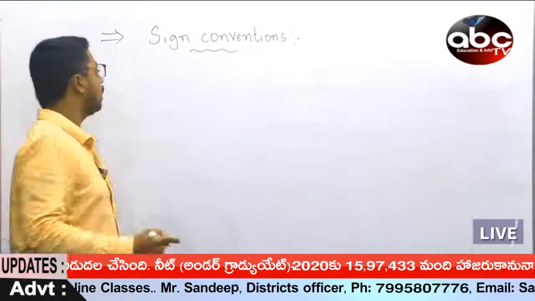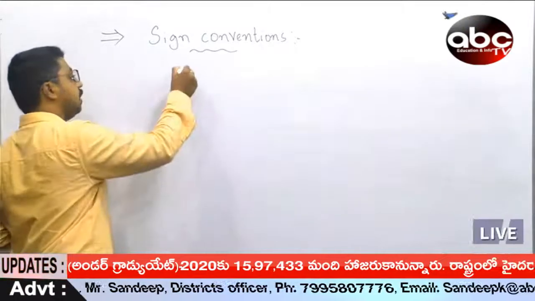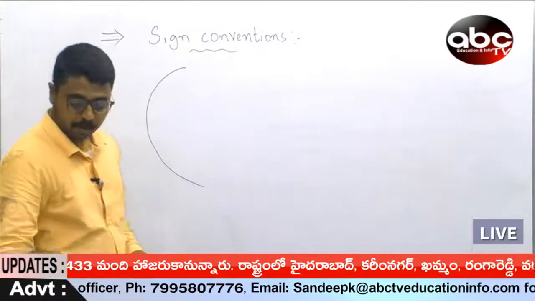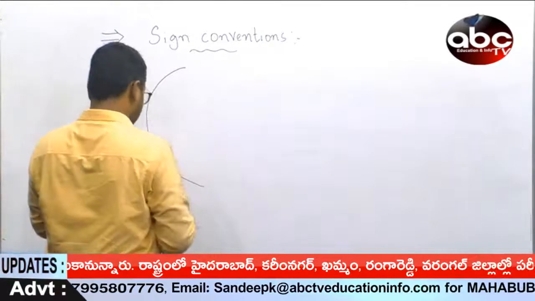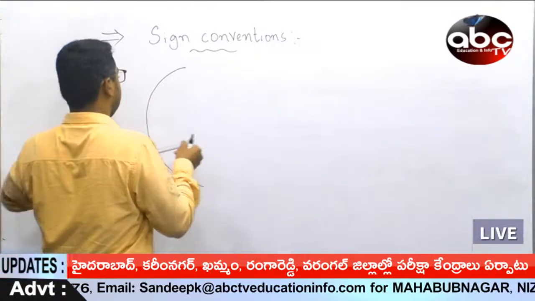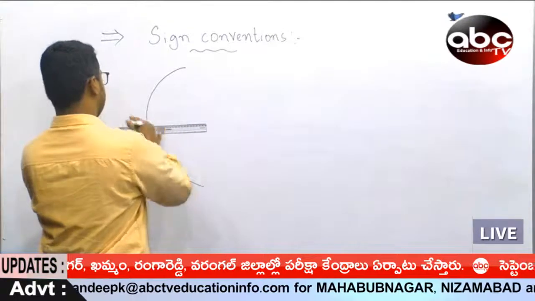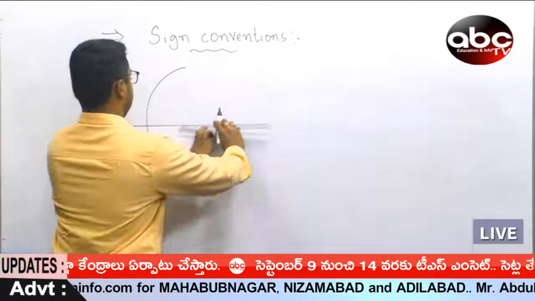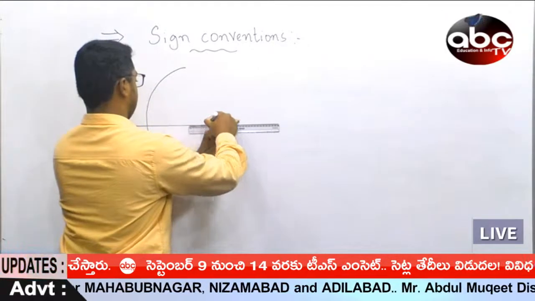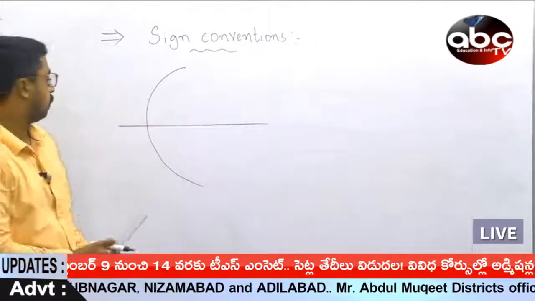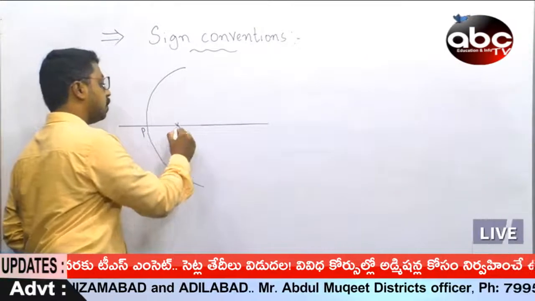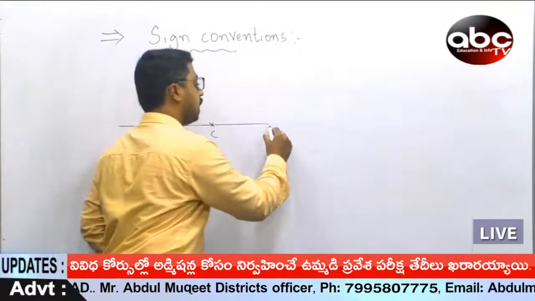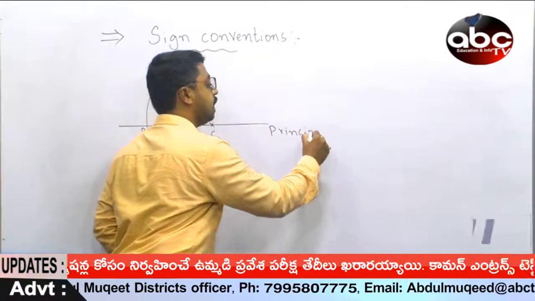Dear children, we are moving on to the third point. Listen carefully. I'll draw a concave mirror, and of course I take again the principal axis. Suppose this is your pole, this is your focus, this is your center of curvature. Naturally, this line is going to become the principal axis.